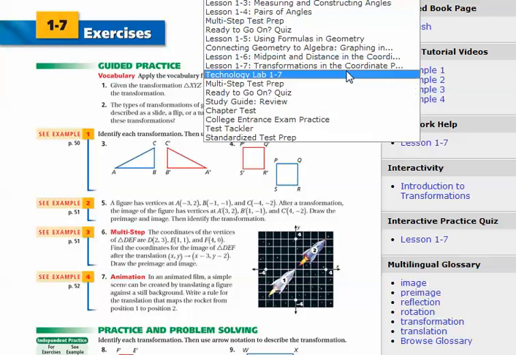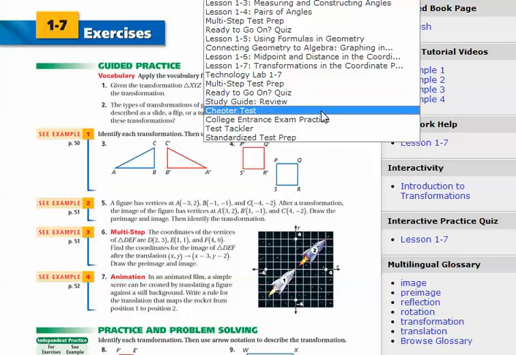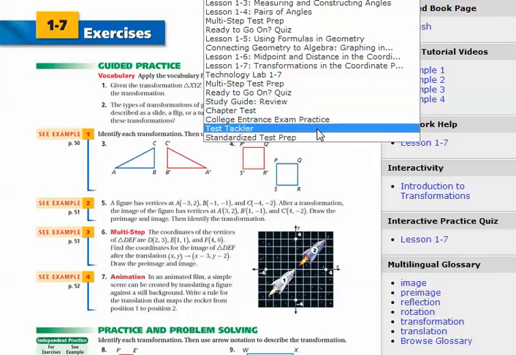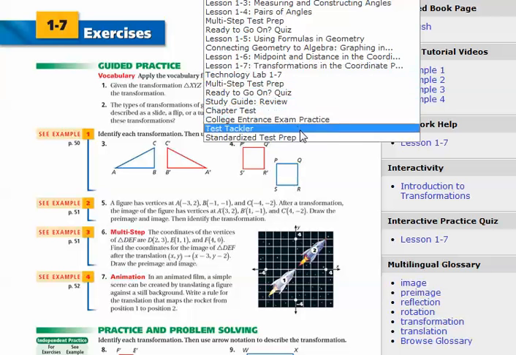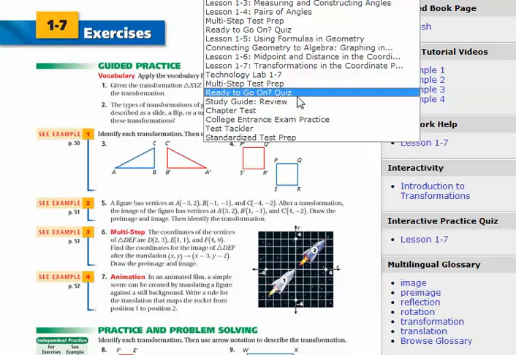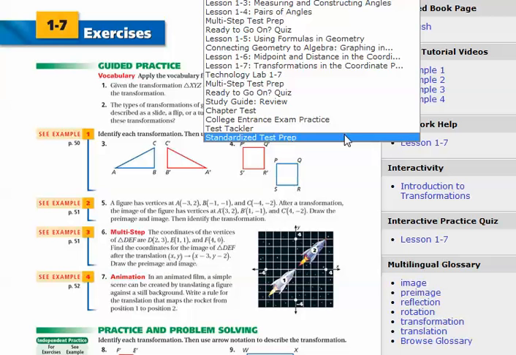Just to let you know again, there are some different activities that you can look at in your online textbook. You can practice a whole lot of different things as you look through this. Play around with your book.